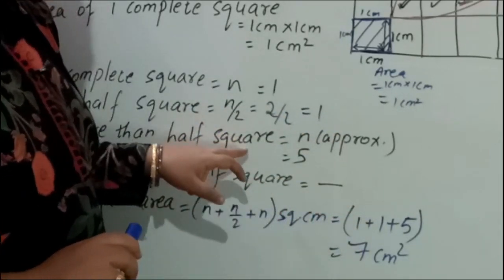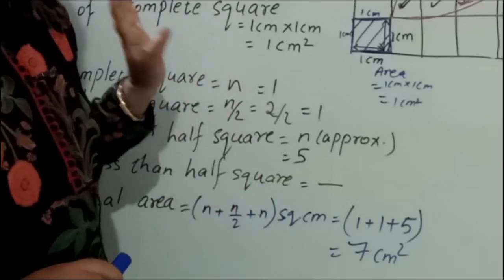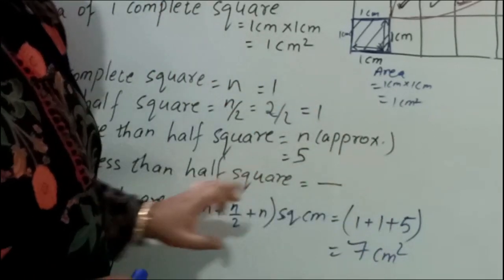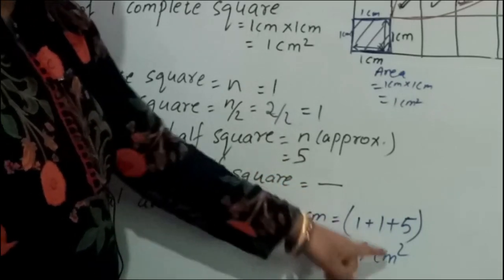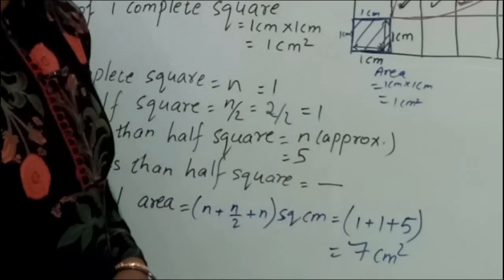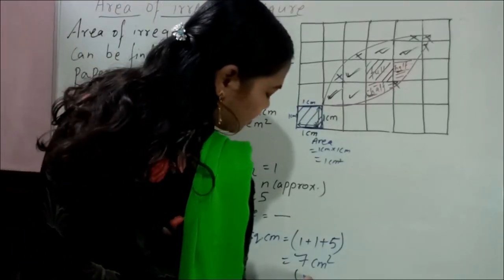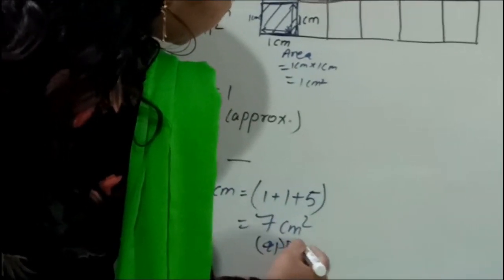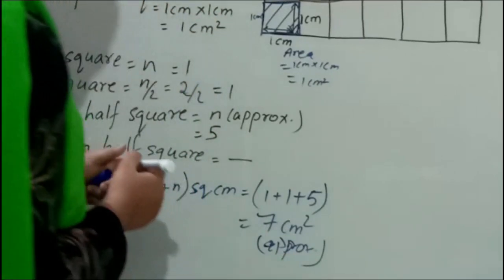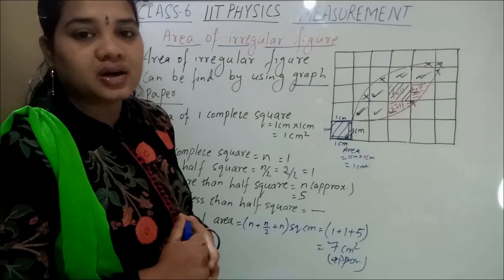Then more than half how many are there? 5 are there, that will be considered as full only, so 5. Less than half not considered. So total how much? 7 square centimeters. So area of this leaf is 7 square centimeter approximately. This is an approximate value, 7 square centimeter approx.